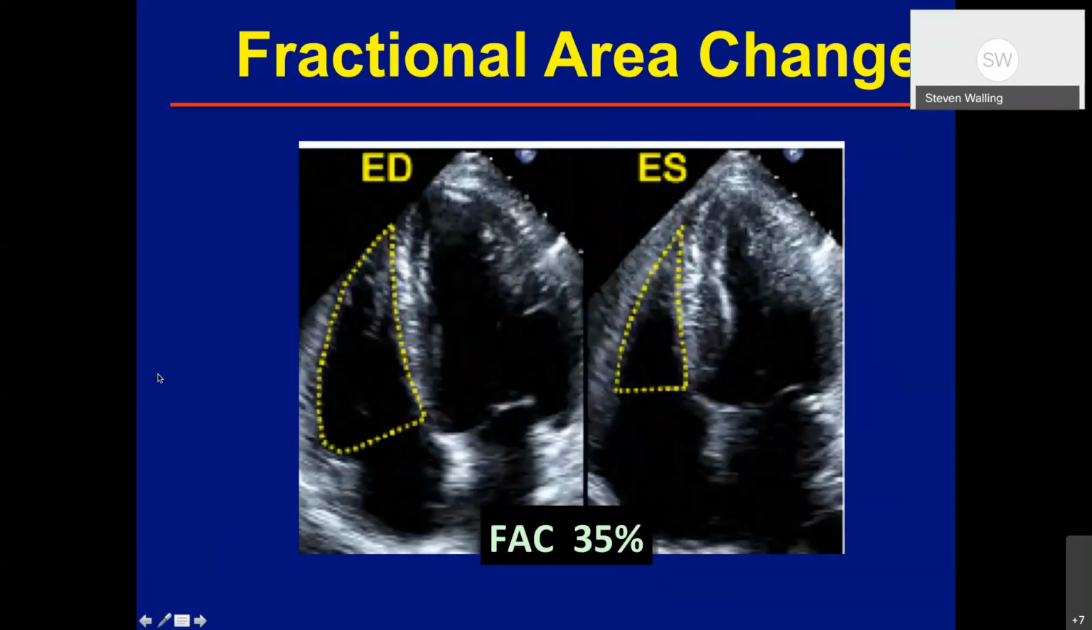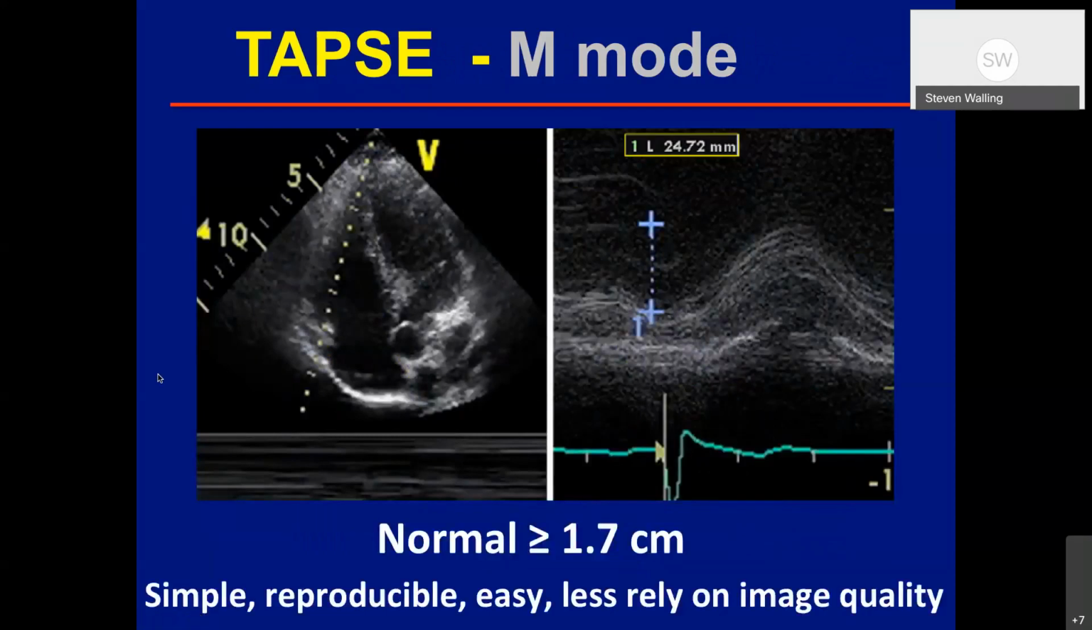And then TAPSE, and a lot of people don't like it. In ASE, some would call it CRAPSE. But again, the beauty of this is that it is simple, very reproducible, and easy to acquire, regardless of the image quality. That's why it's so useful.